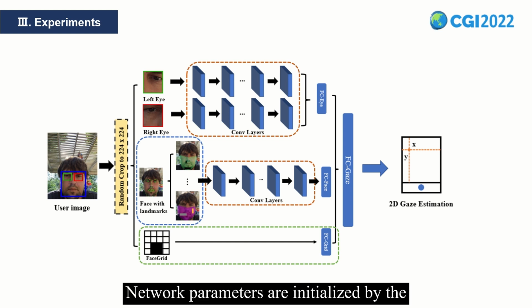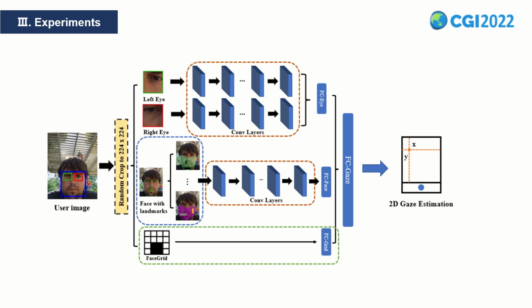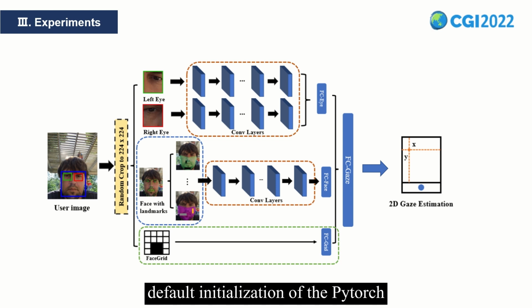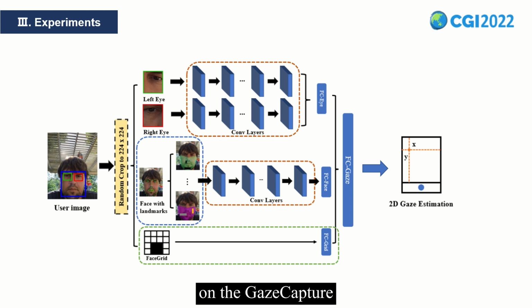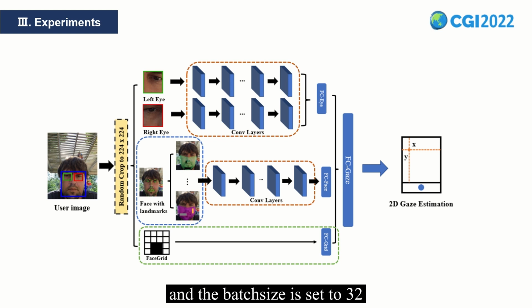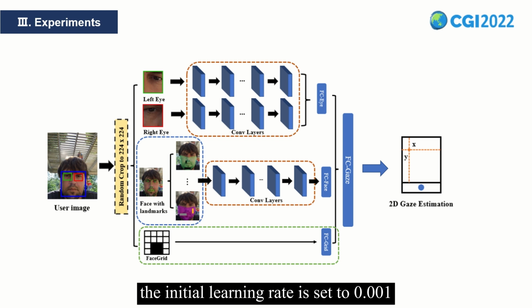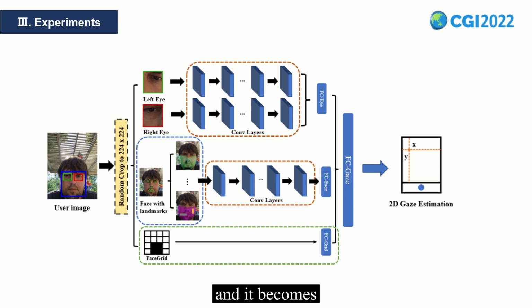Network parameters are initialized by the default initialization of PyTorch. The model is trained for 18 epochs on GazeCapture, and the batch size is set to 32. The initial learning rate is set to 0.001, and it becomes 0.0001 after 8 epochs.